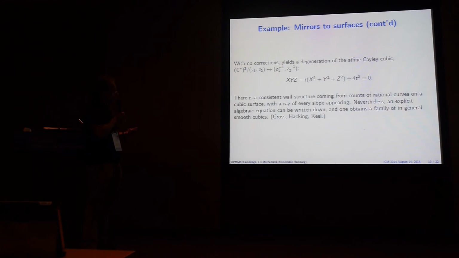But you can actually decorate this. So there's a consistent wall structure which comes from counting rational curves on a cubic surface. This affine manifold is the one that arises from the cubic surface with a triangle of lines on it, as for D. And it turns out that a ray of every slope appears as a very complicated wall crossing structure. And then when you produce this mirror family using that wall structure, you actually get this family of smooth cubics in general. Of course, there will be some special points corresponding to these more degenerate cubics.